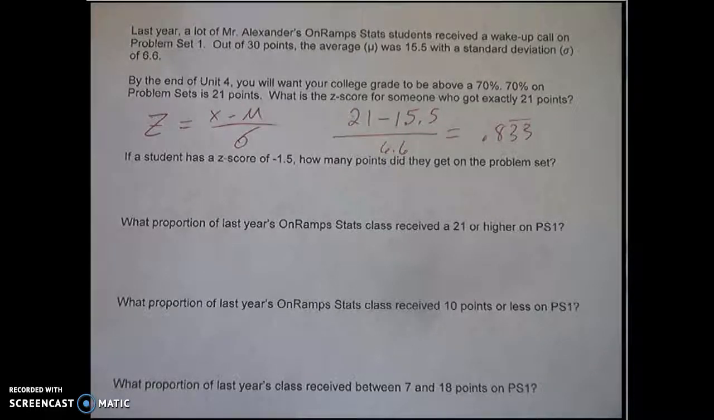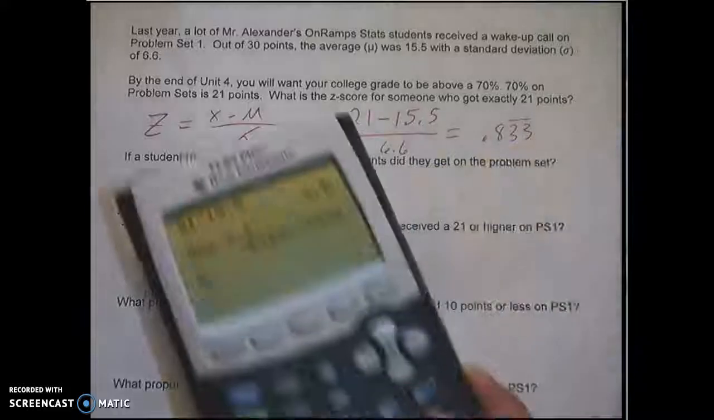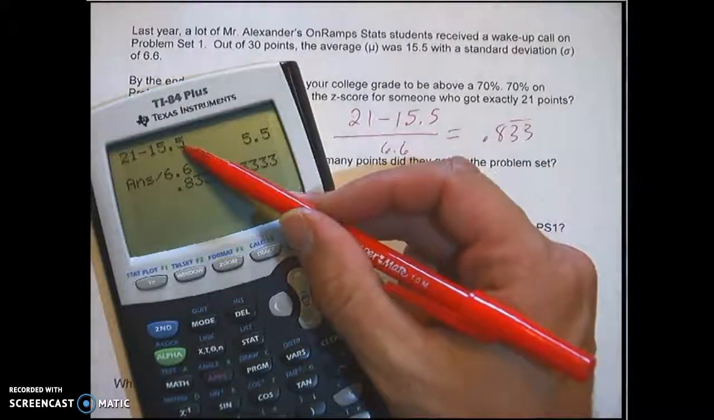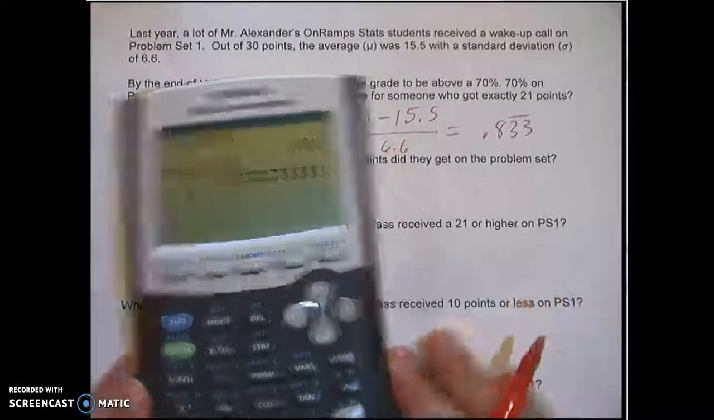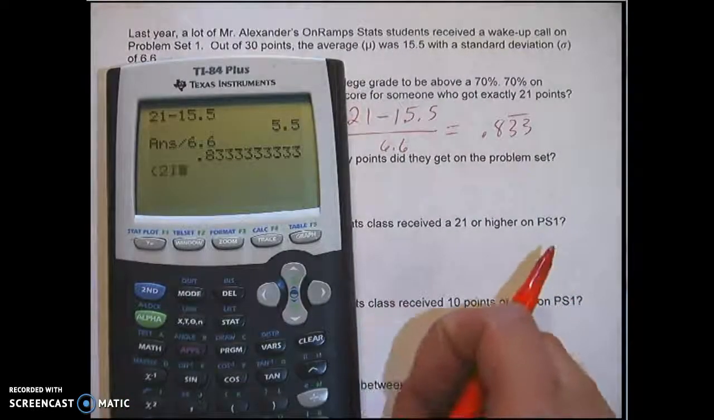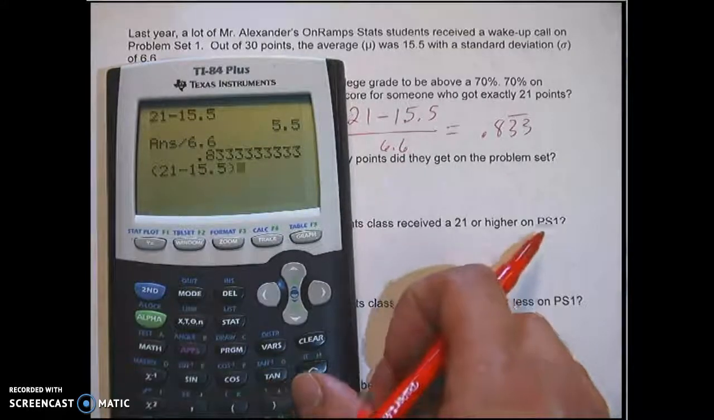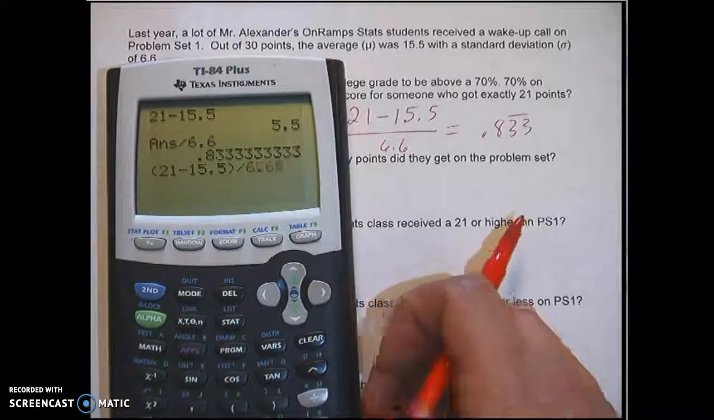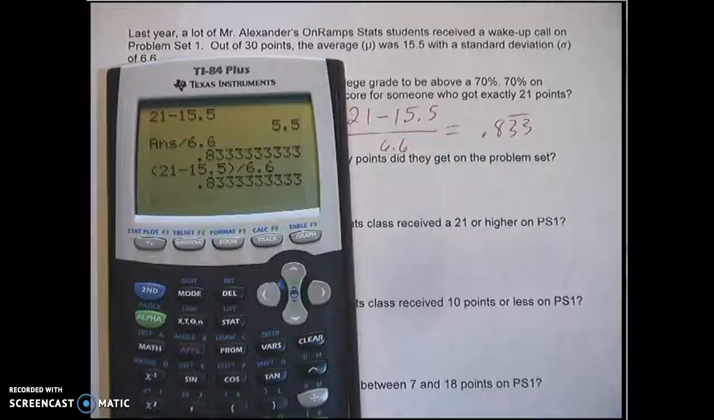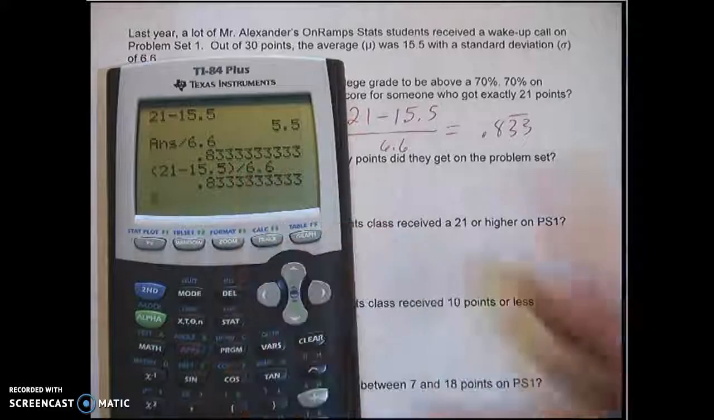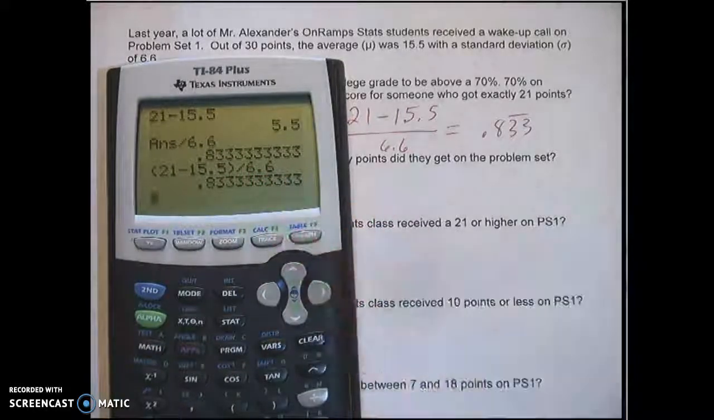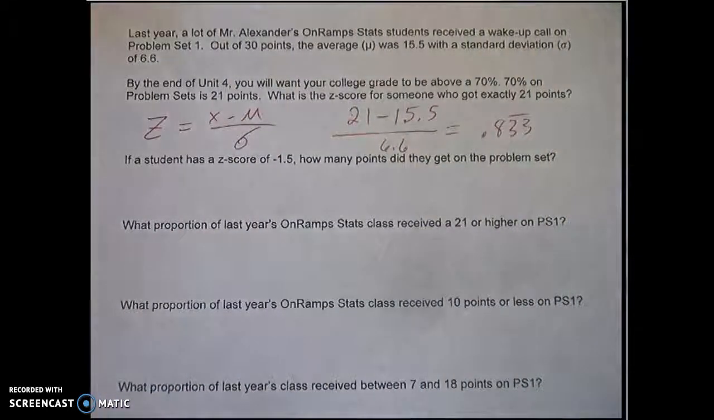A couple things I want to mention: you'll notice that I did the entire numerator first, hit enter, then divided by the entire denominator. You could have entered all of that in one keystroke by using parentheses: 21 minus 15.5, divided by 6.6. In general, if you're going to do it that way, good practice is to put the entire numerator in parentheses and the entire denominator in parentheses. I didn't do that in the denominator this time because there's only one thing down there.